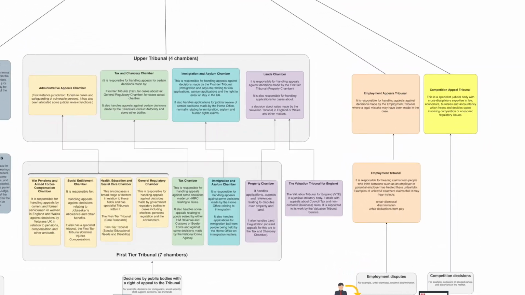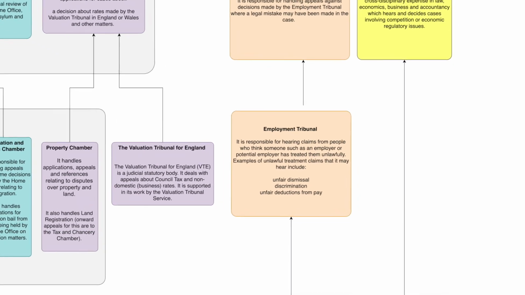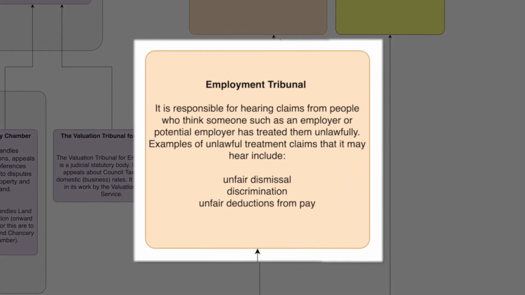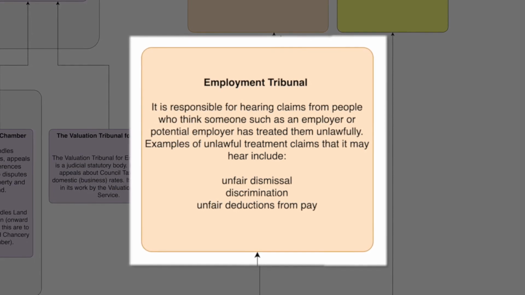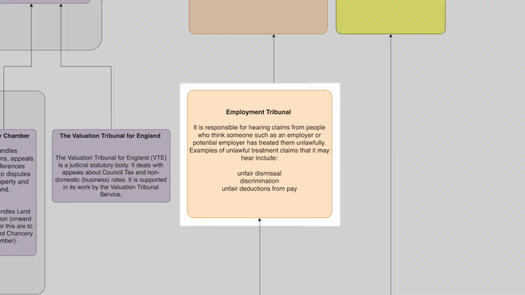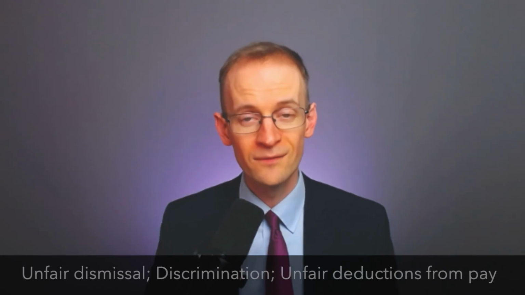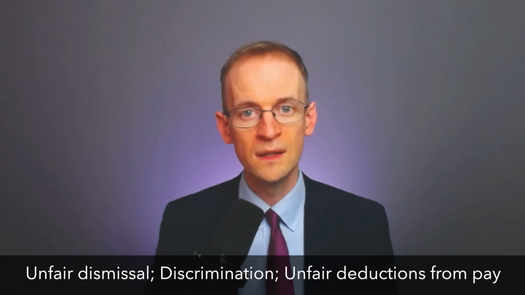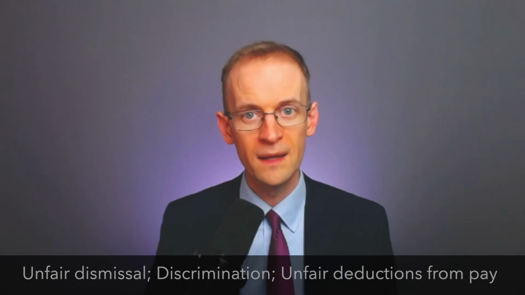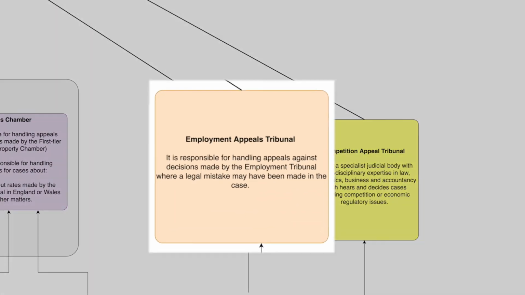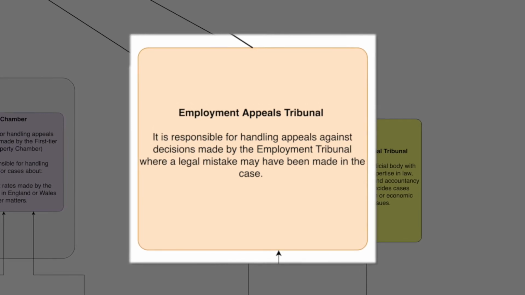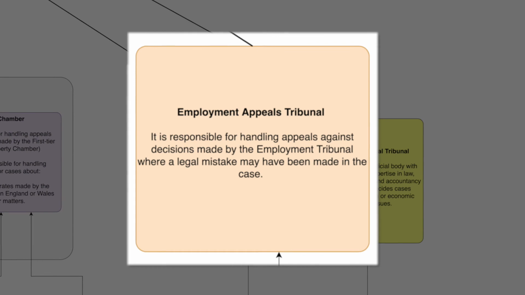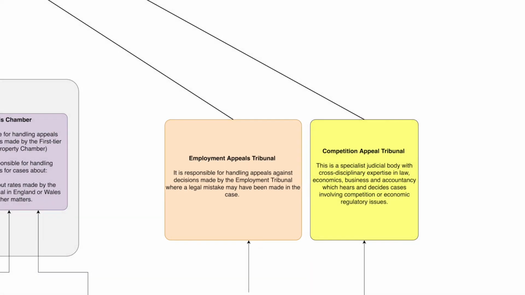Other tribunals. Separate from this system is the Employment Tribunal. It is responsible for hearing claims by people who think someone, such as an employer or potential employer, has treated them unlawfully. Examples of unlawful treatment claims that it may hear include unfair dismissal, discrimination, and unfair deductions from pay. The Employment Appeal Tribunal. It is responsible for handling appeals against decisions made by the Employment Tribunal where an error of law may have been made in the case.